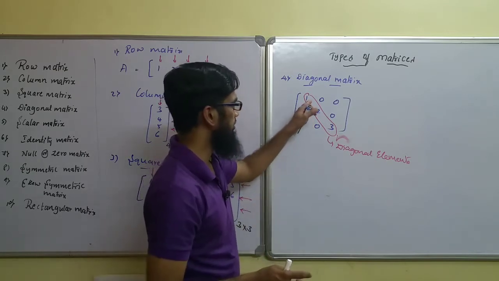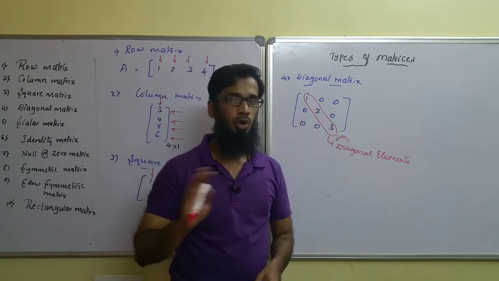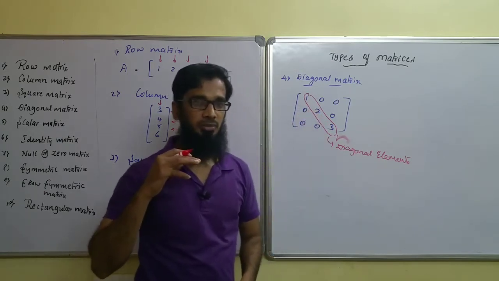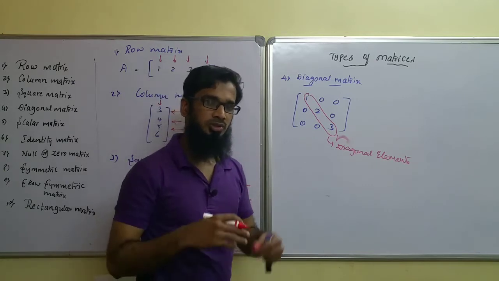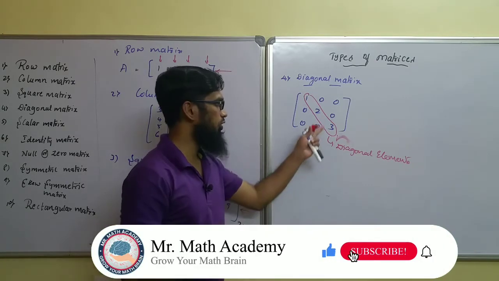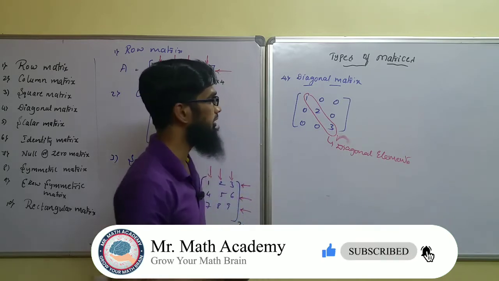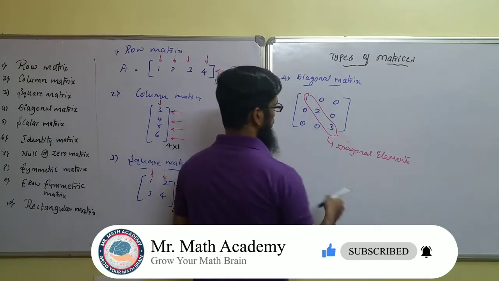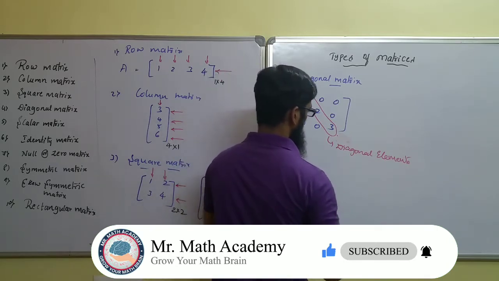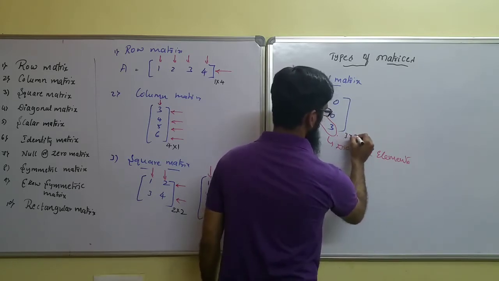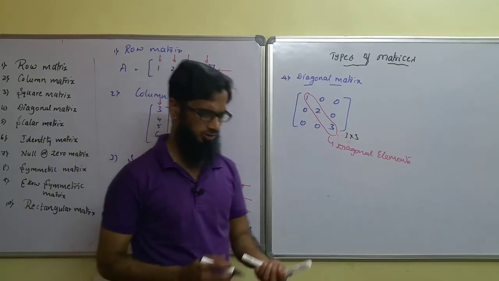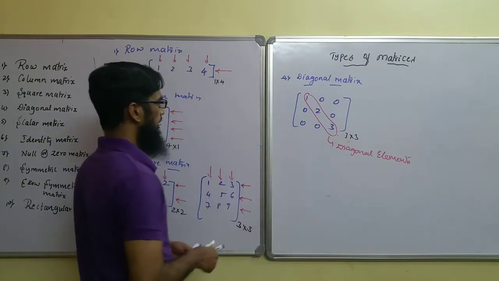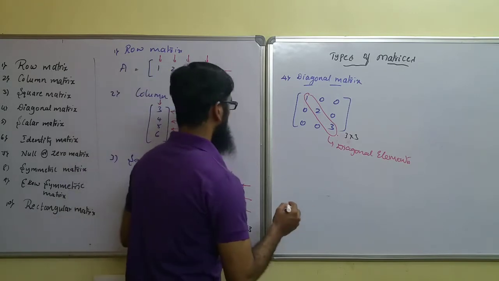But you can see here, the diagonal elements need not be the same, they are different, since it is 1, 2, 3. They are different elements here, and again the non-diagonal elements should be 0, then it becomes a diagonal matrix. The example I have taken here is again a 3 cross 3 matrix. It is a very important thing to write the order of the matrix.